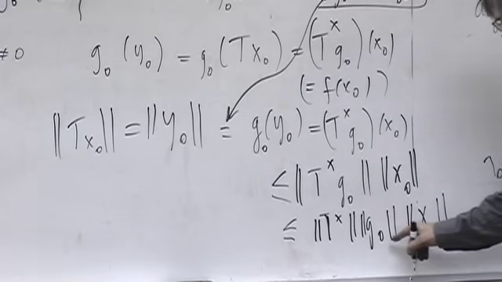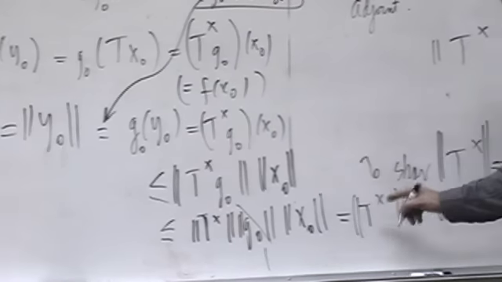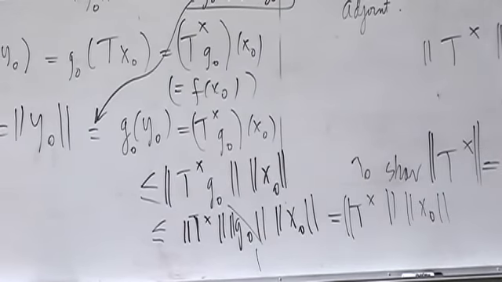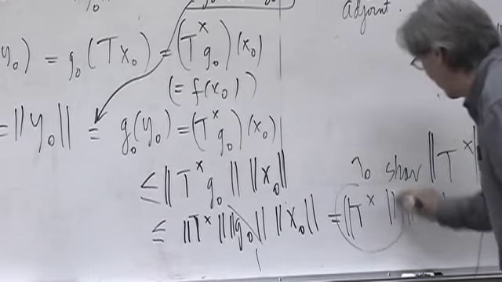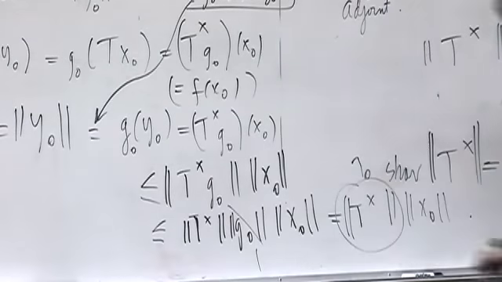Now, G0 has norm 1. So this is equal to the norm of T super X, this is 1, times the norm of X0. Therefore, what I've got is that the norm of T of X0 is less or equal to this. And therefore, the norm of T is less or equal to the norm of T super X. There's a T super X here, there's a T here. So the norm of T is less or equal to the norm of T super X.